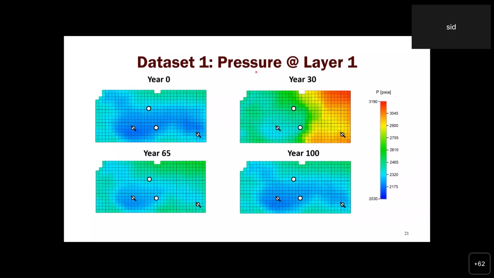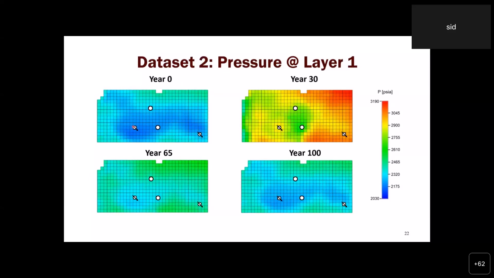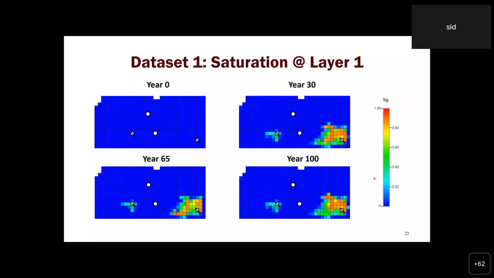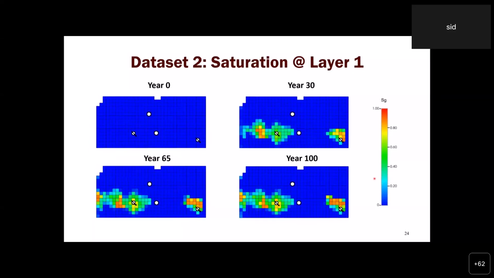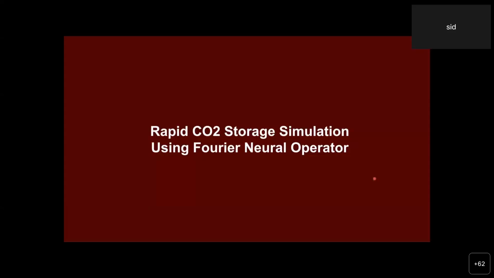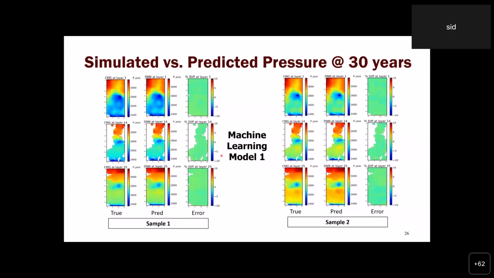So dataset 1 pressure, dataset 2 pressure. There are injectors over here, injectors over here. I'm not going into these simulation results because we have spent a lot of time. These simulation results are working fine, and we have cross-checked with previous stage one work. So I'm not going into too much detail on this. Once the dataset is ready, the next step is to train the Fourier neural operators and then start predicting. What I'll show you next are some predictions compared to the simulations.